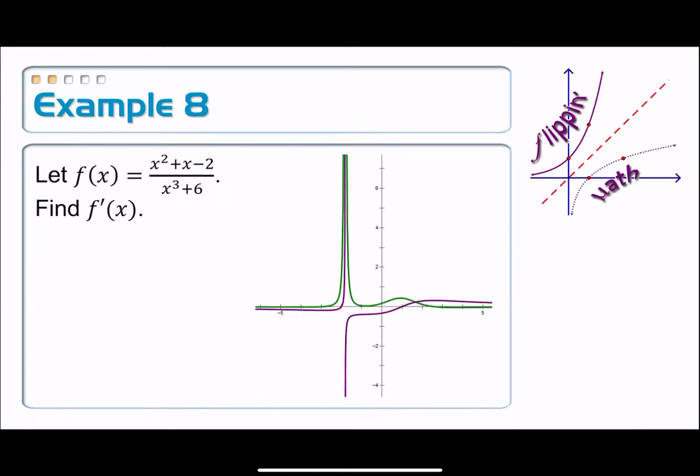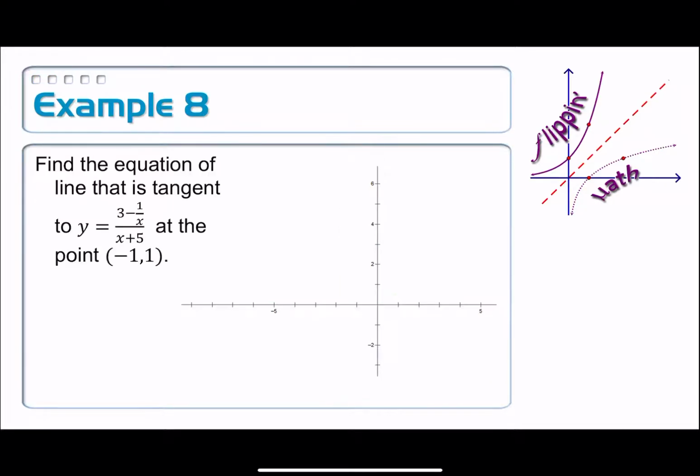Example 8, revisited, except in a different fashion. Find the equation of the line that's tangent to y equals a complex fraction at the point (-1, 1). All right, so not only are we finding the derivative, we want to find the equation of the tangent line.